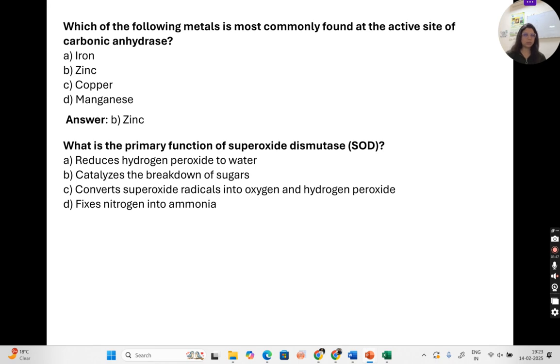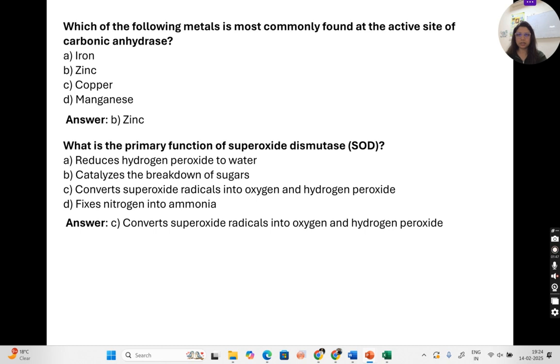These are simple questions based on conceptual knowledge. Yes, answer C is correct. Superoxide dismutase converts superoxide radicals into oxygen and hydrogen peroxide.